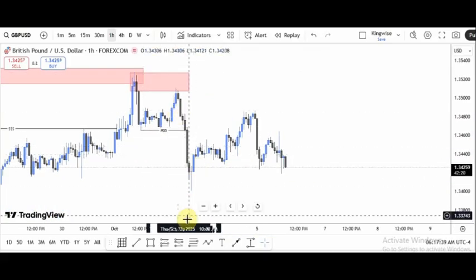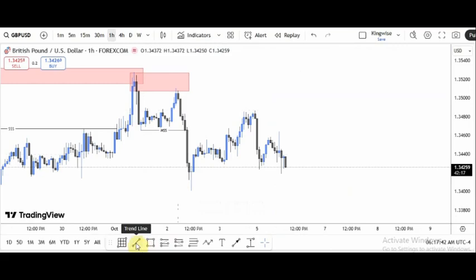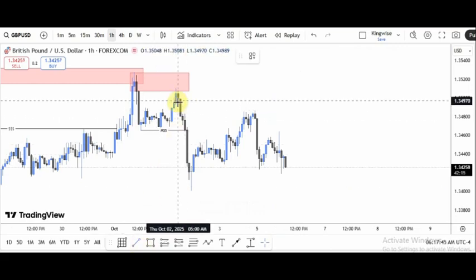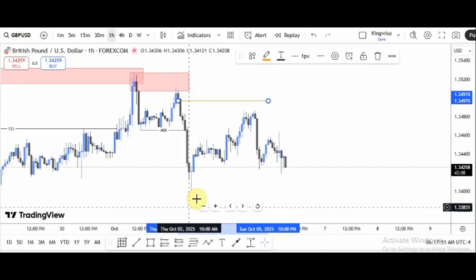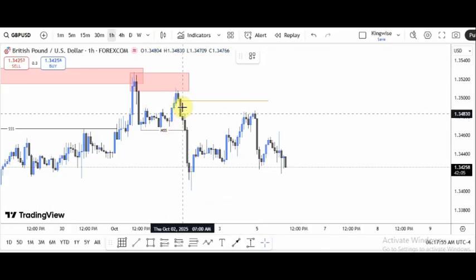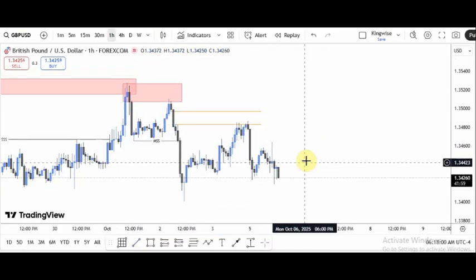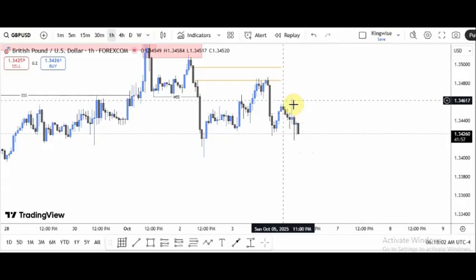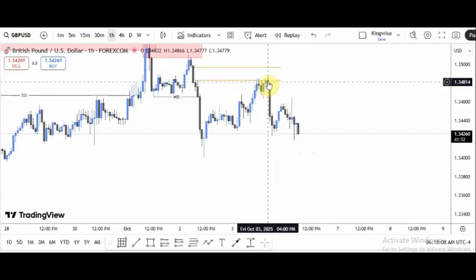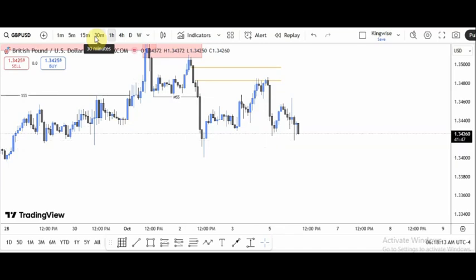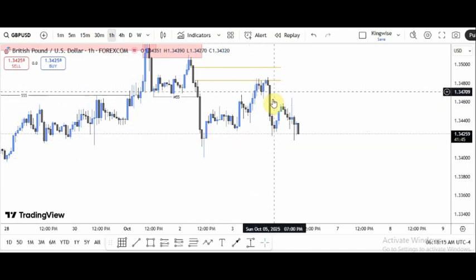Now after that happened, what did price do? It tapped into this fair value gap here. That is a bearish fair value gap. It tapped into this bearish fair value gap, and what happened? It tapped into it the first time, came back down, went back inside, and what happened? It sold. Remember, there is a fair value gap here.